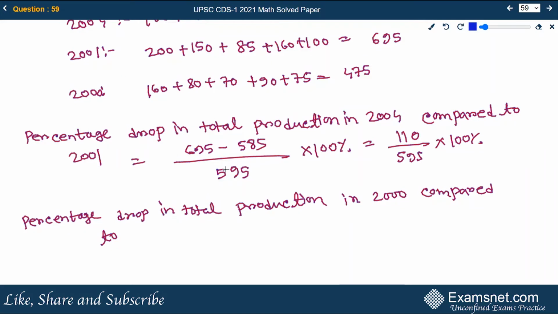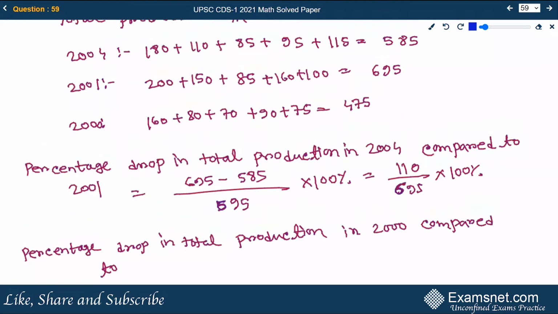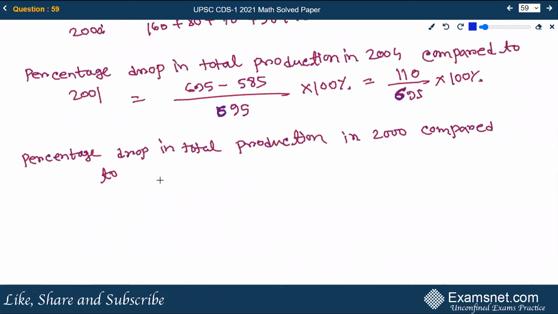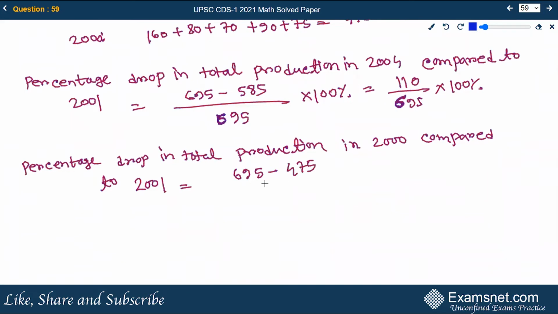Please make one correction here. It will be 695, not 595. The total production in 2001 was 695. Here we are checking how much percentage drop there is compared to 2001, so we check with respect to the value for 2001, that is 695. Please make the correction: it is 695, not 595. So the percentage drop in total production in 2000 compared to 2001, again that is 695 minus 475 by 695 multiplied by 100%.